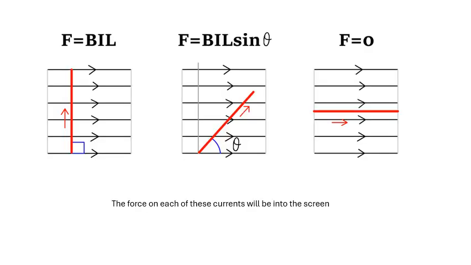This diagram should be pretty obvious. If the current is at right angles to the field, then F equals BIL. If the current is parallel to the field, then there isn't a force. And then at any other angle, F equals BIL sine theta, where theta is the angle between the current and the field. In all of these cases, if you do your Fleming's left-hand rule, then the force on the current will be into the screen. It will be going away from you into the screen.